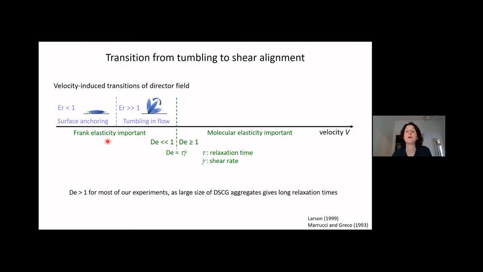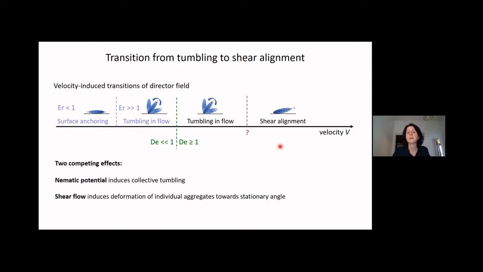However, such an average description only holds for Deborah numbers much smaller than 1, where the Deborah number denotes the relaxation time times the shear rate. Now, in most of our experiments, though, given that the DSCG aggregates are fairly large, they have a long relaxation time, such that we have Deborah numbers that are larger than 1. And in this regime, we have to think about this in a conceptually different approach, because now molecular elasticity becomes important. And so in this high Deborah number regime, there are 2 competing effects.